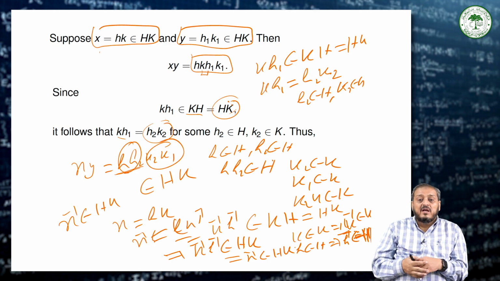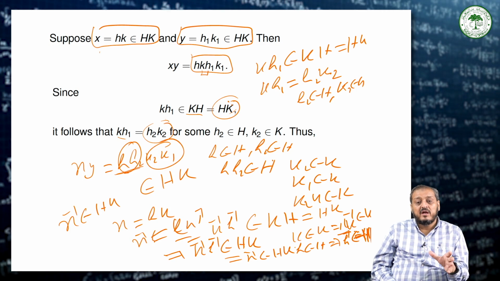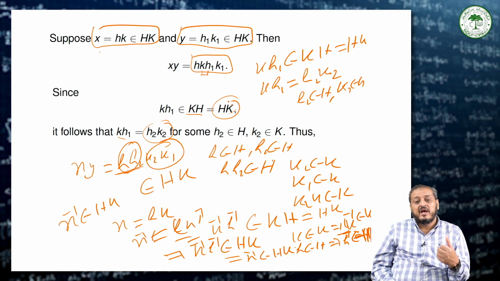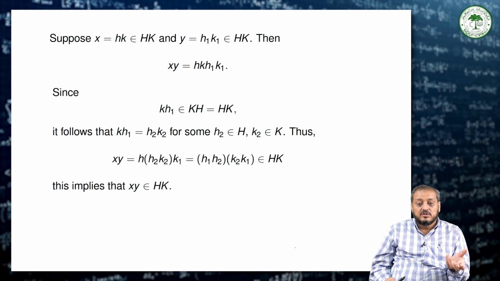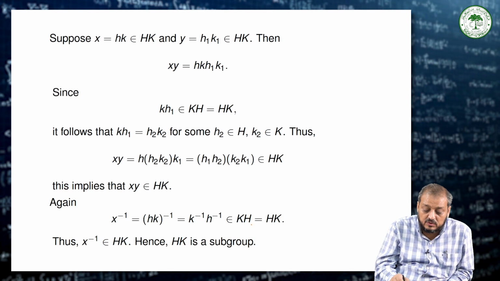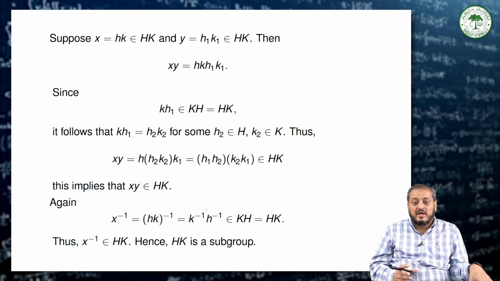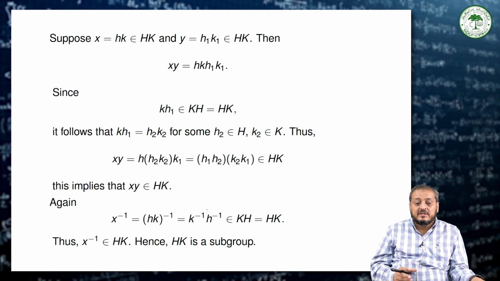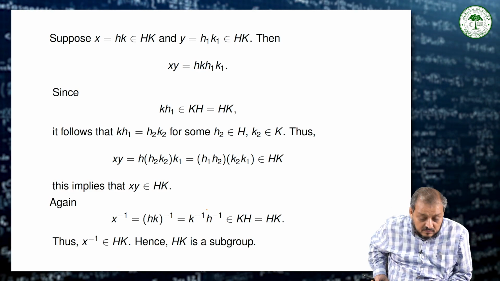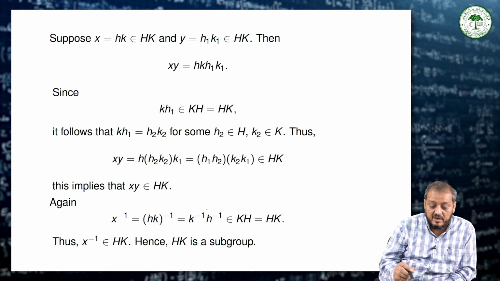So we find that if we take any two arbitrary elements x and y belonging to HK, then x y also belongs to HK, and if x is an element of HK, x inverse is also an element of HK. So we have to prove this clearly, using the properties of H and K, and then we can easily show that HK is a subgroup of the group G.